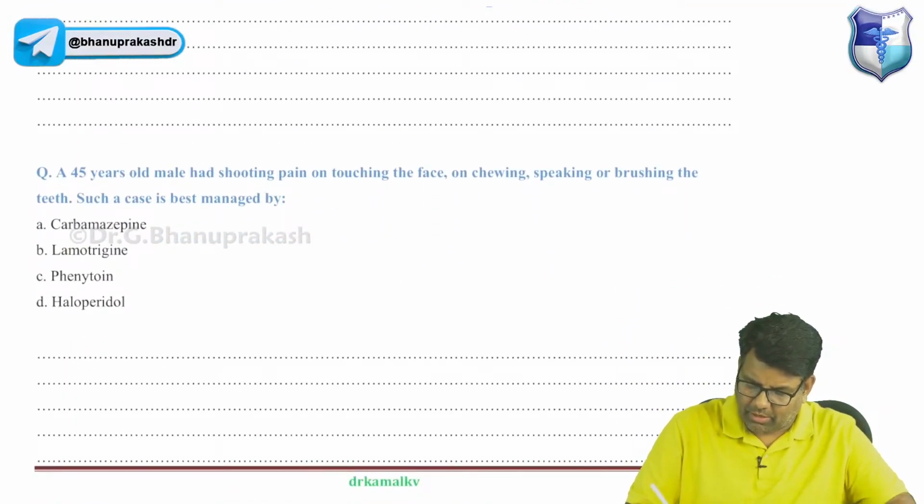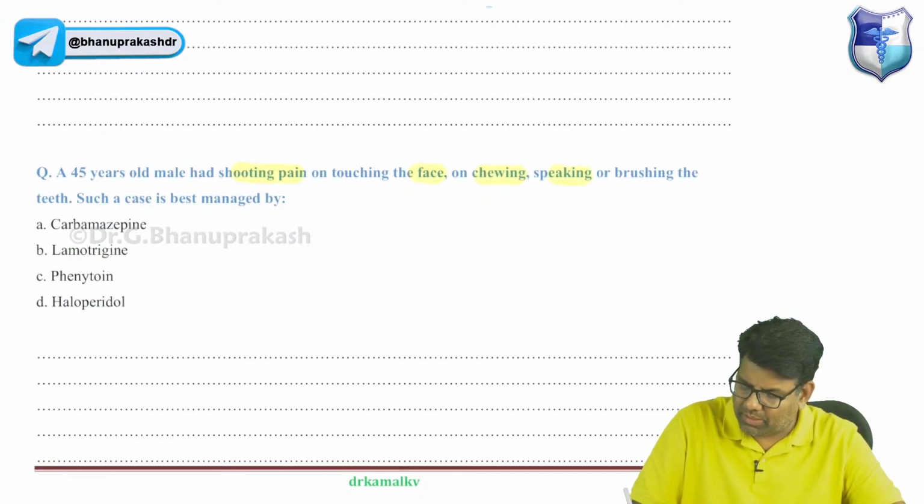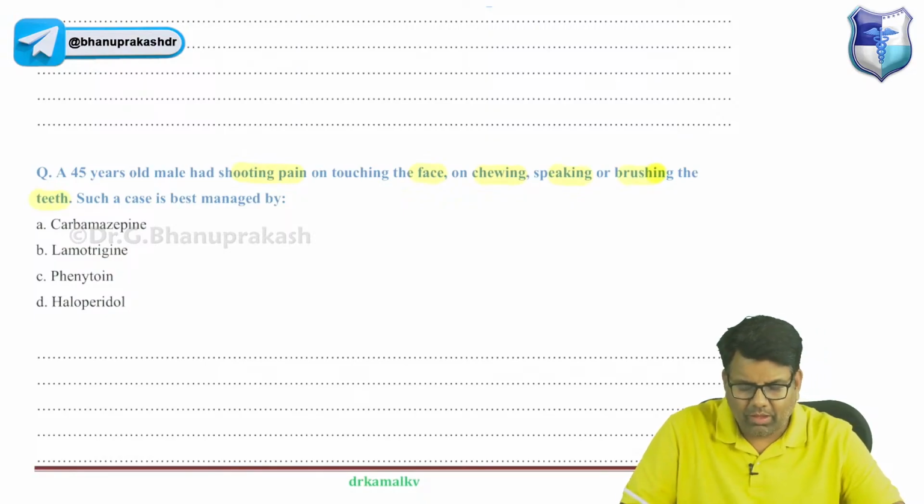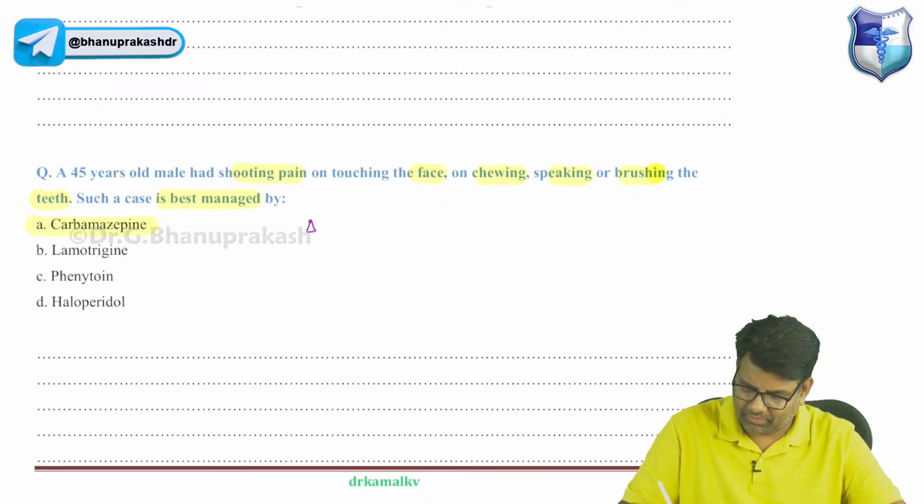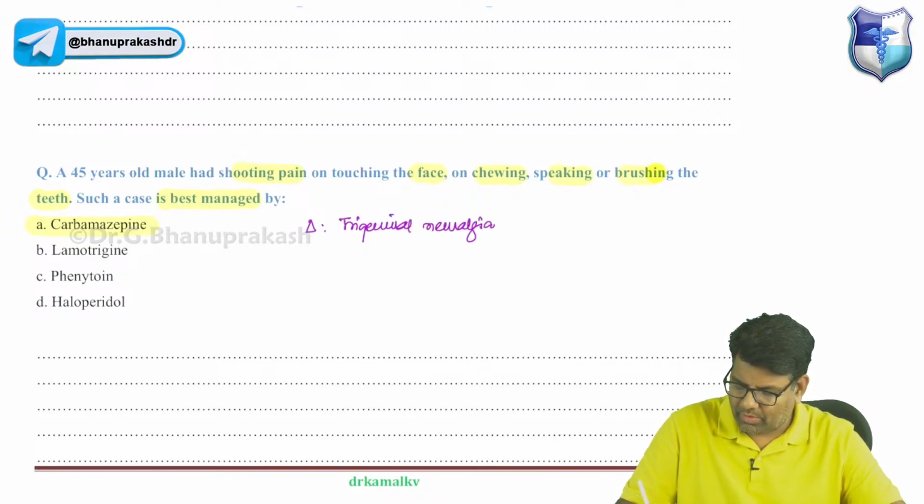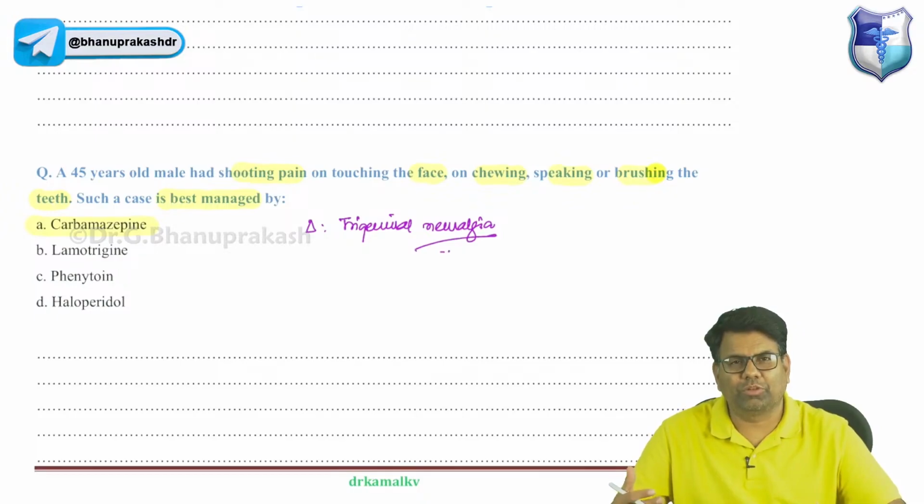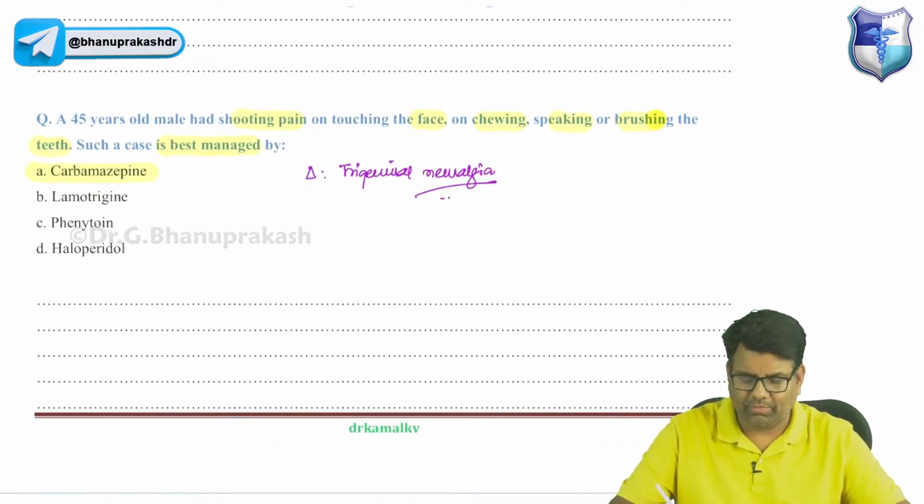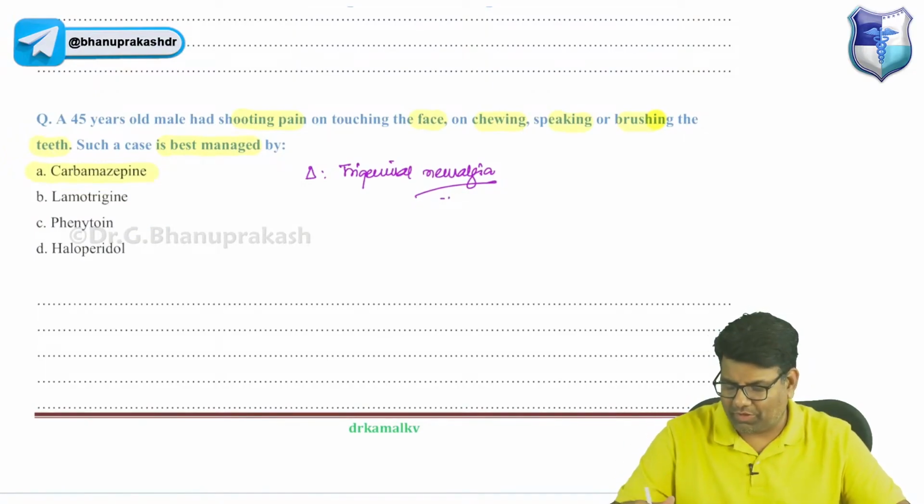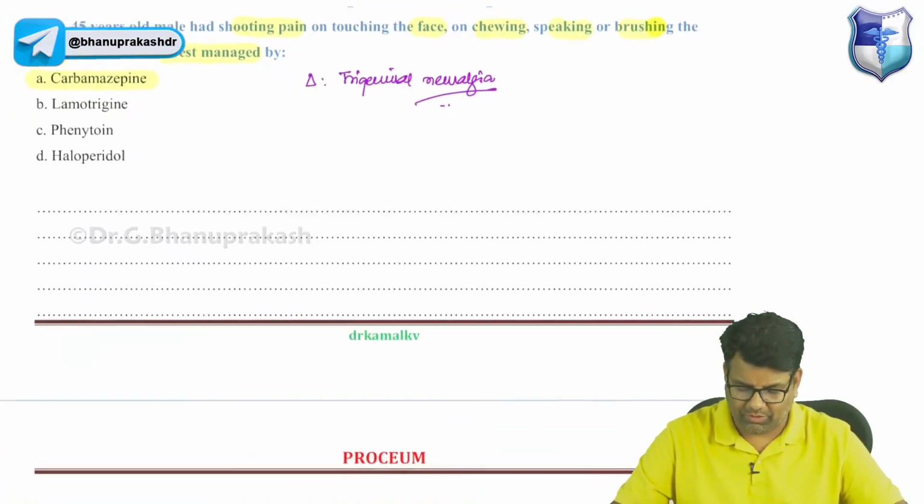Now next question. Patient has shooting pain on touching the face, on chewing or speaking or brushing the teeth. Yes, everyone is right, carbamazepine. But what is the clinical condition? Trigeminal neuralgia. There is very sharp shooting pain in the distribution of the trigeminal nerve, and we know that the trigeminal nerve provides sensory supply to the entire face through its three branches. Typical case of trigeminal neuralgia for which we can give carbamazepine.